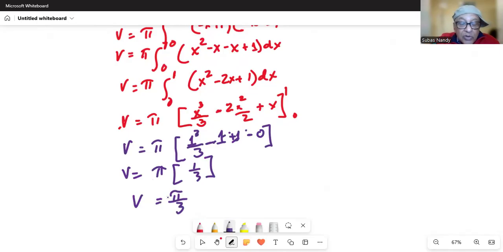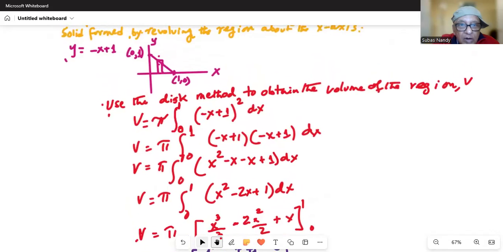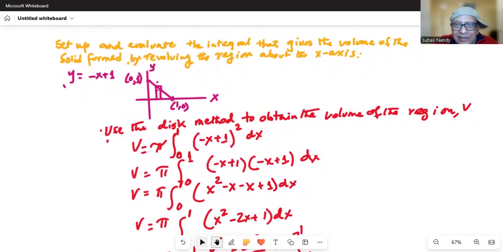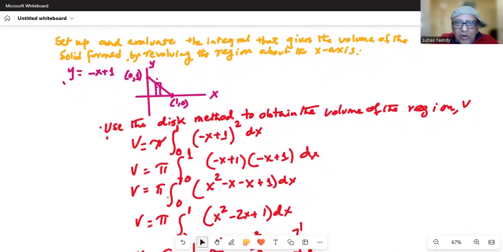Let me summarize it quickly. What I did, I wanted to give you some important tip at the end of this program. So if I move up, set up and evaluate the integral that gives the volume of the solid formed by revolving the region about the x-axis.